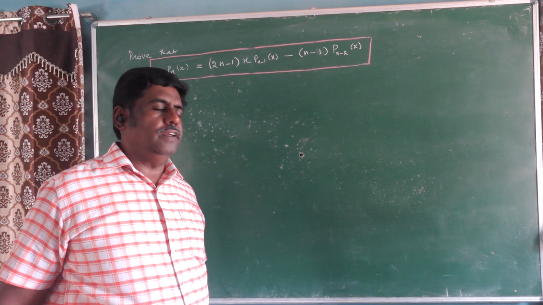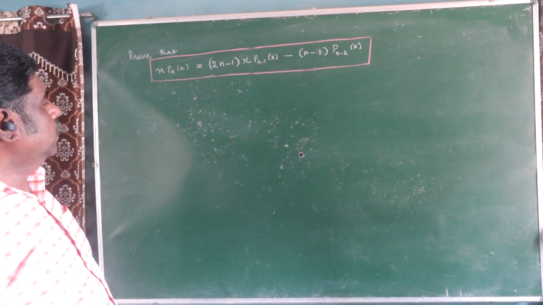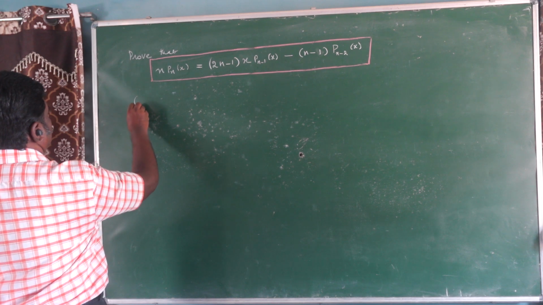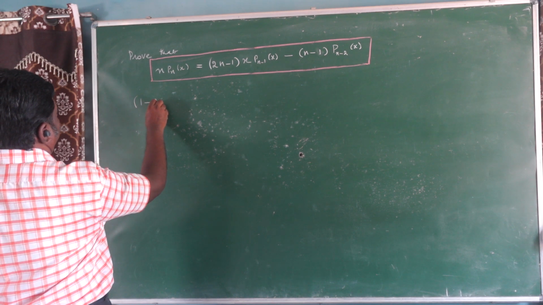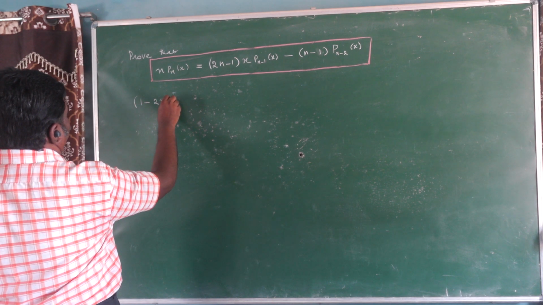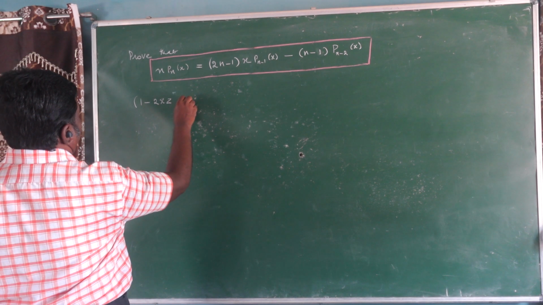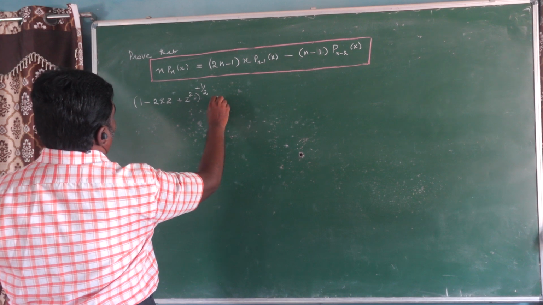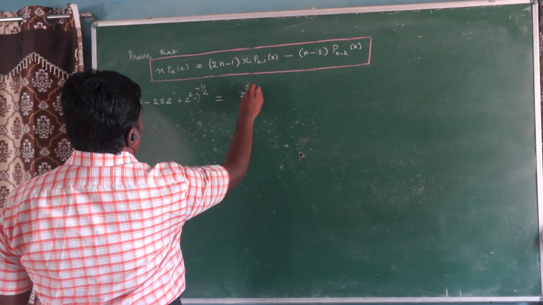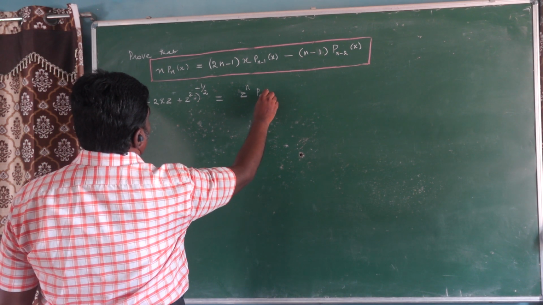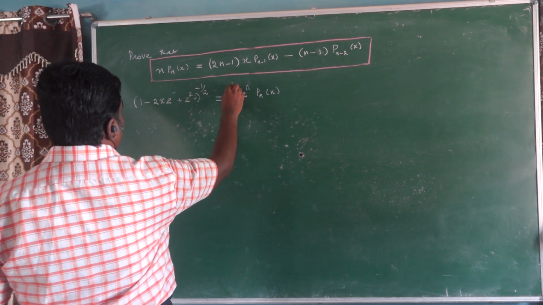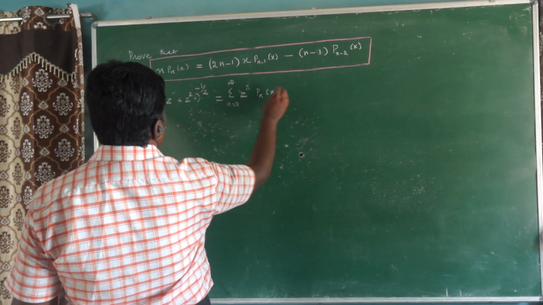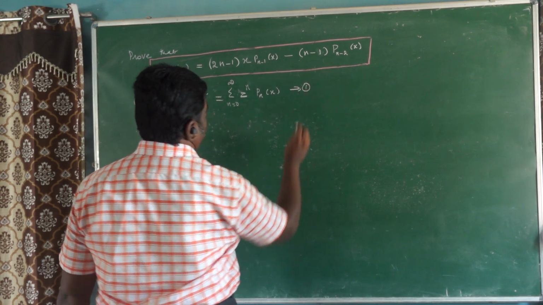To prove this relation, consider the generating function of Legendre polynomial. The generating function of Legendre polynomial is (1 minus 2xz plus z square) power minus half, which is equal to the sum of z power n into Pn of x, where n equals 0 to infinity. This is equation 1.